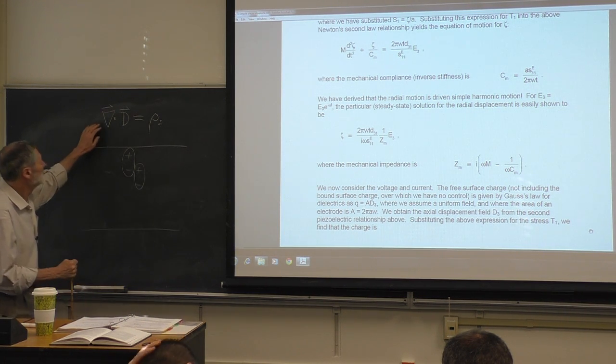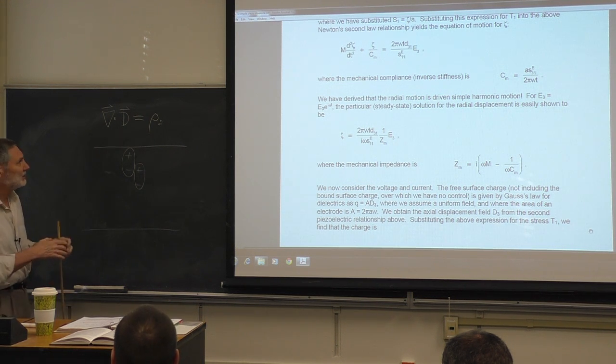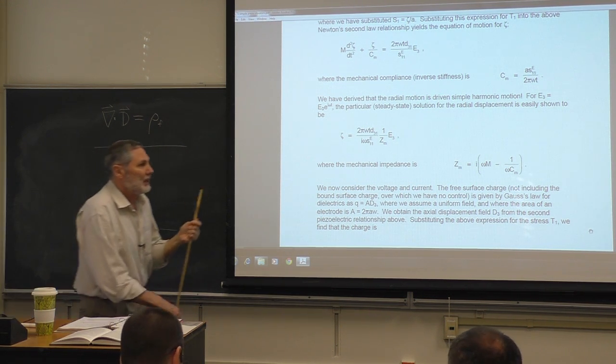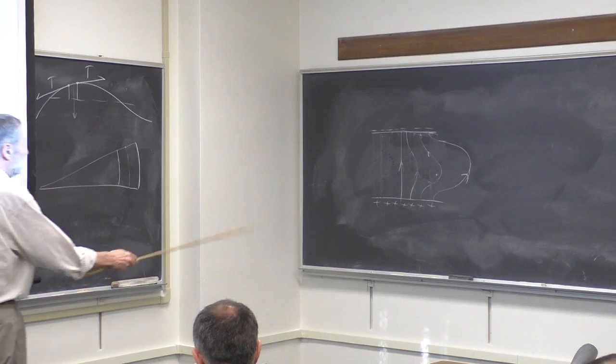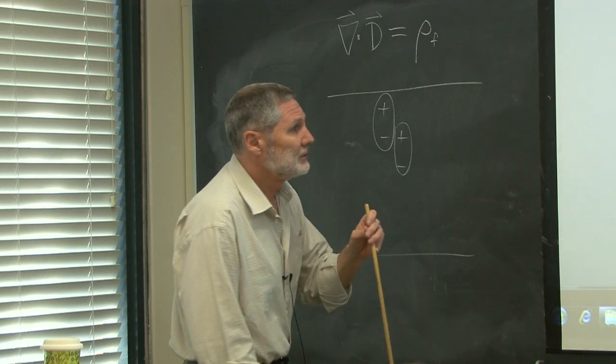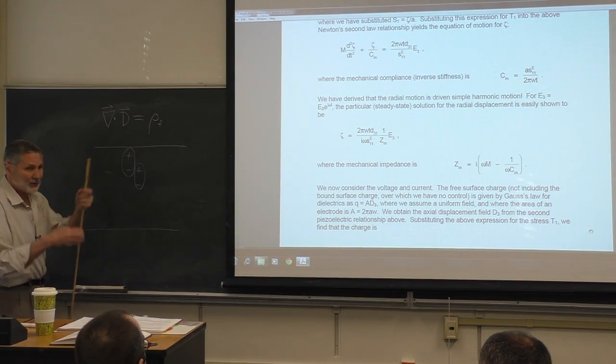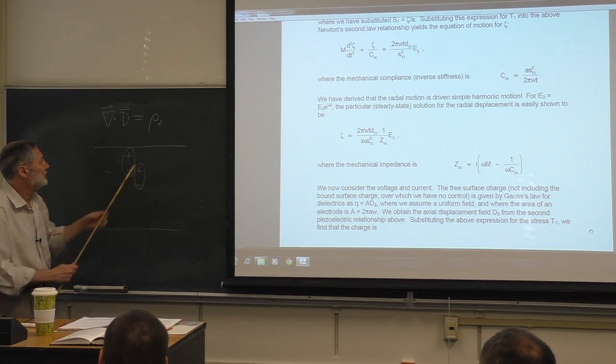We convert this into an integral. We integrate this over a volume. And when you integrate this over a volume and you have a uniform D field here, what you find is that you integrate over a little pill box. That's the standard approach here.